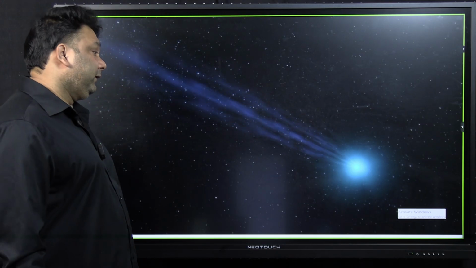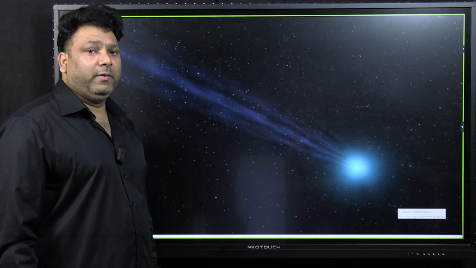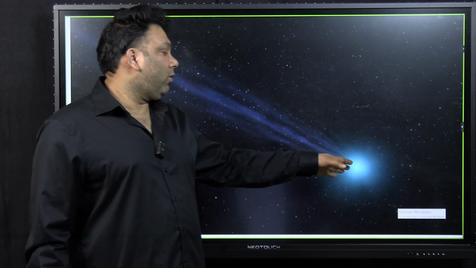So yesterday we discussed two types of comets. One is the short distance one, the other is the long distance one. The short distance one will be coming from the Kuiper belt, and the long distance one will be coming from the Oort cloud. Now what is this comet made up of?